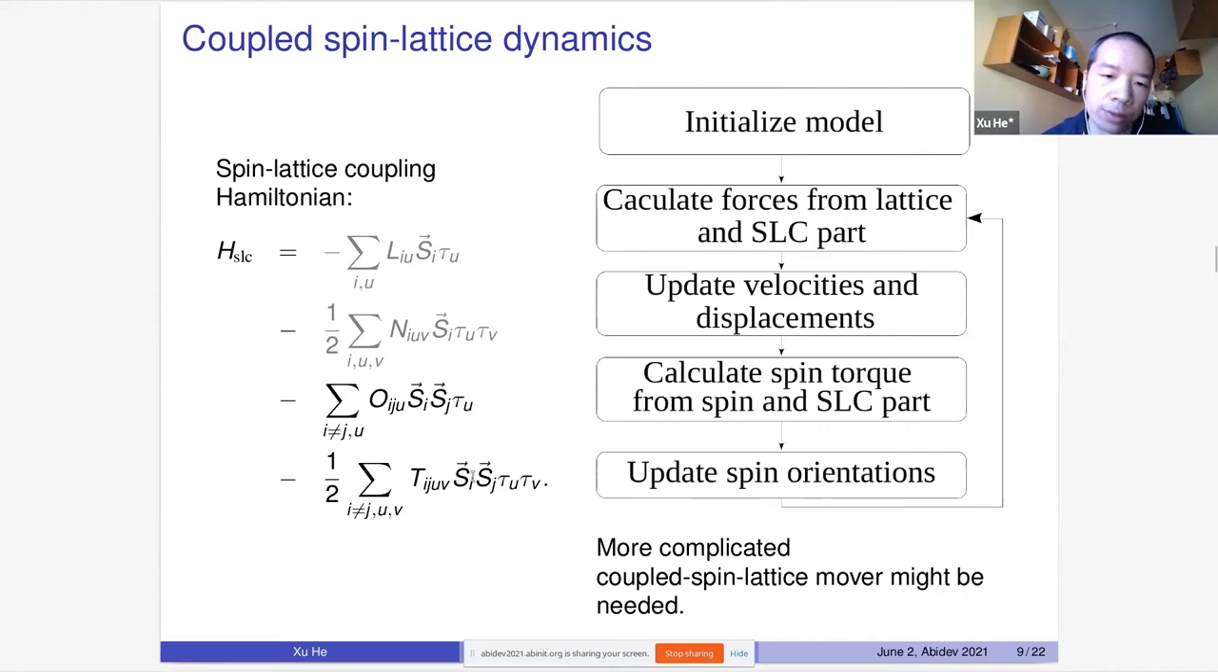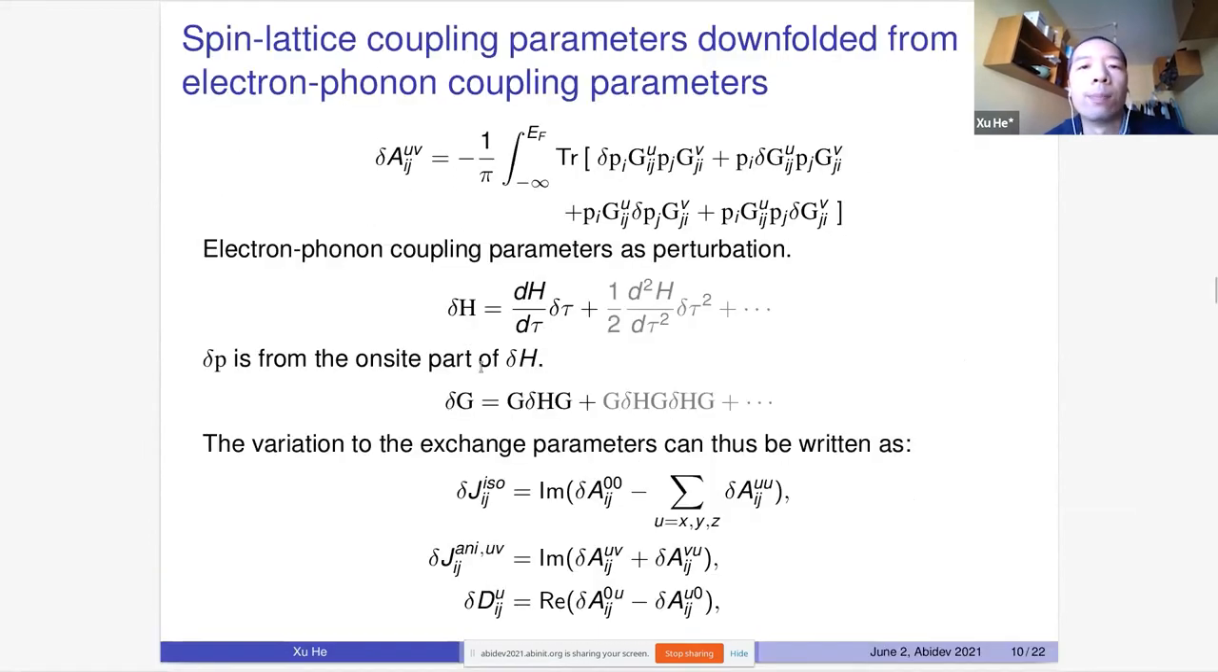To do this, we also need these parameters, which are likely very difficult to fit. For example, this parameter is the first derivative with respect to the displacement, the derivative of the exchange between I and J with respect to the displacement. So we have developed a method which could downfold the electron-phonon coupling parameters, which are easy to get from DFPT in Abinit. And then we could get the spin-lattice coupling parameters from that.